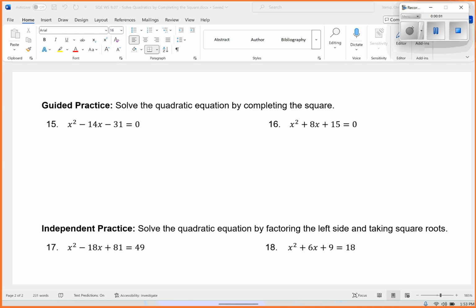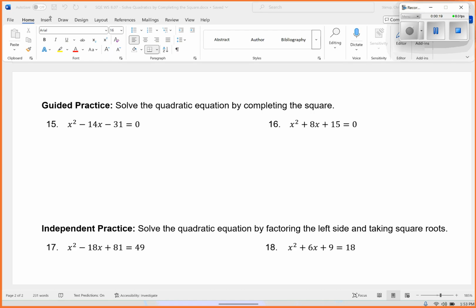So flip to the back side if you don't mind. And just a little refresher on it. So we're doing something called completing the square to solve this. And the reason why we can't just take the square root of both sides is I have an x squared term and I also have an x term.